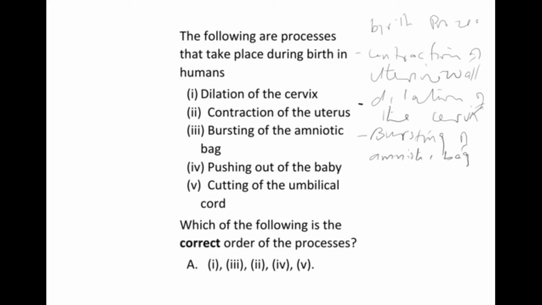After the bursting of the amniotic sac or bag, the amniotic fluid comes out through the vagina. This fluid usually acts as a lubricant, so it prepares the path for the passage of the baby. Then it continues with contraction of the uterine walls, pushing the baby out.